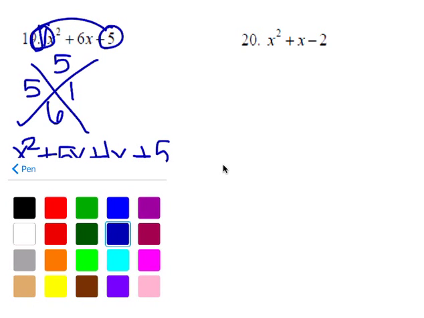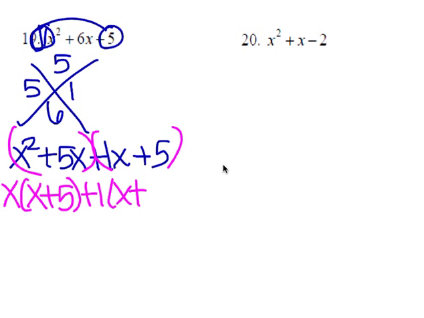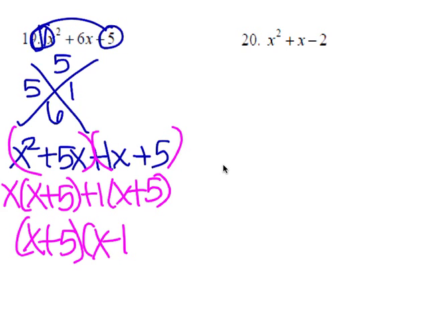Okay, so I'm going to go ahead and make my groups. Between x squared and 5x, I can take out an x, and then I'm left with x plus 5. Between x and 5, I can only take out a 1, and then I'm left with x plus 5. So then my first group is going to be x plus 5. My second group is going to be x plus 1. And that's my final answer for number 19.